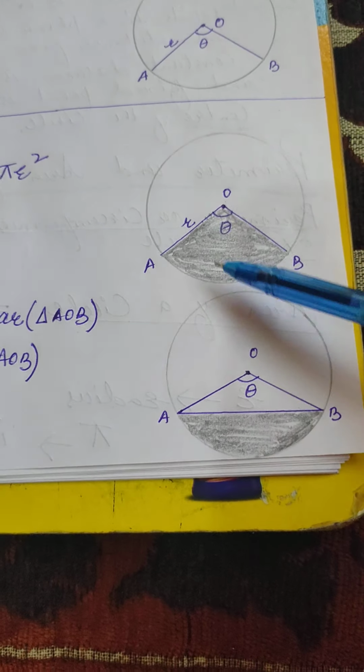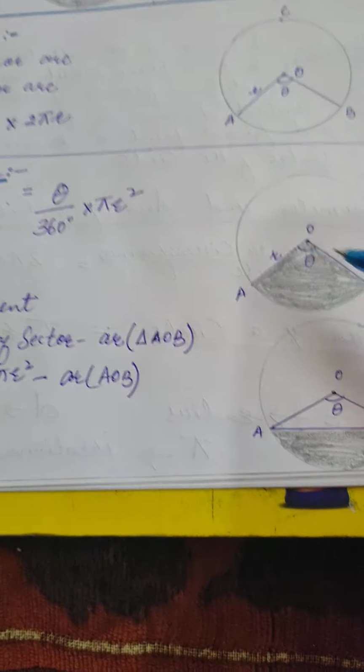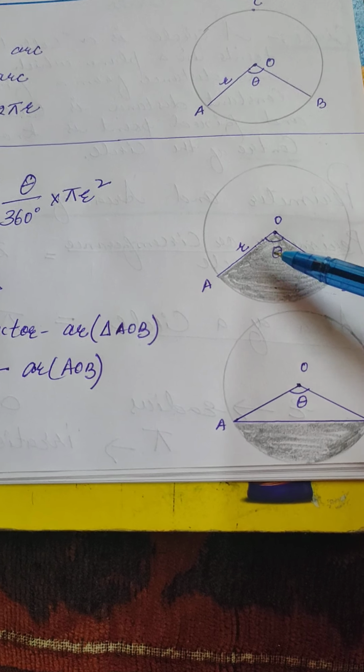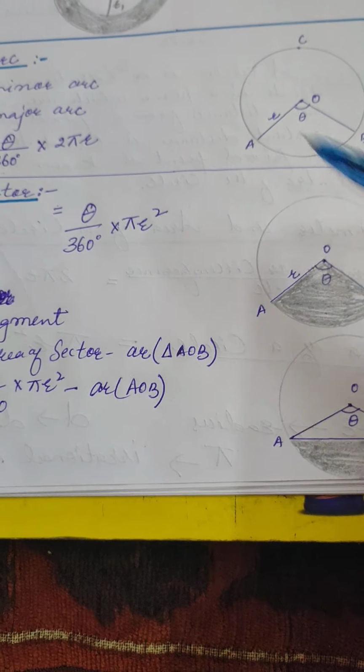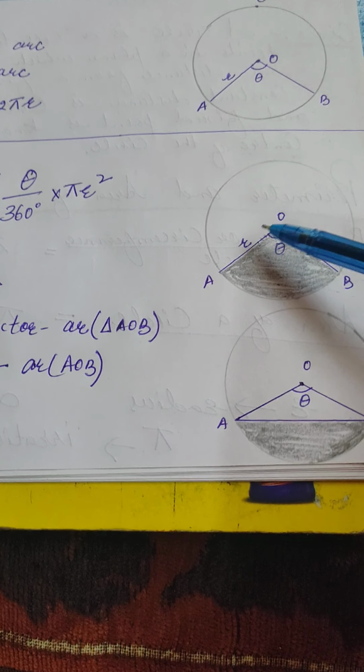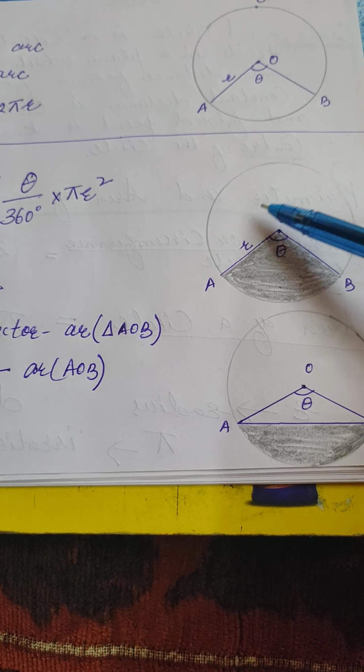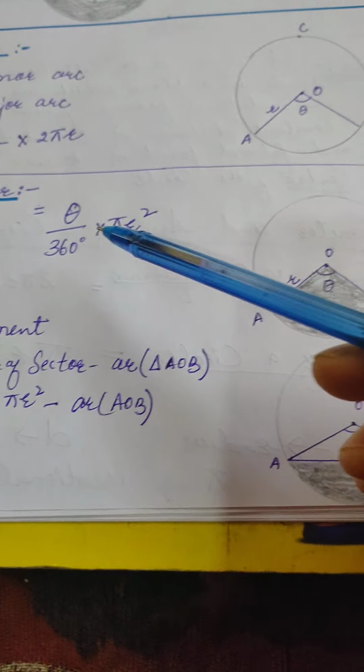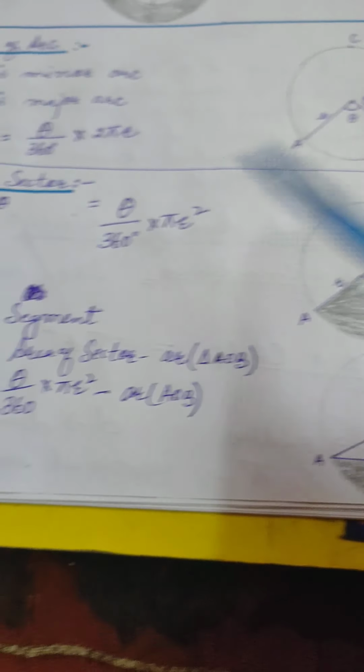Here again theta is the central angle. If we have to find the minor sector, then theta is this one. And if we have to find the area of the major sector, then theta is this portion. Theta is this angle. Pi is again irrational and r is the radius.